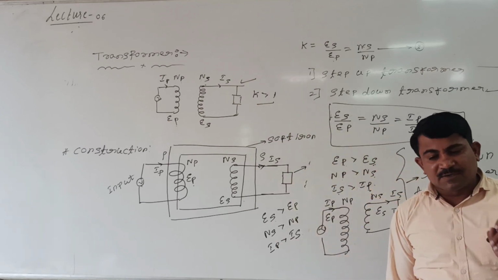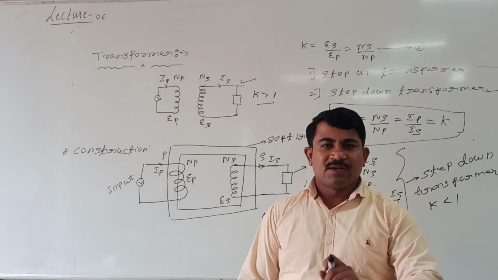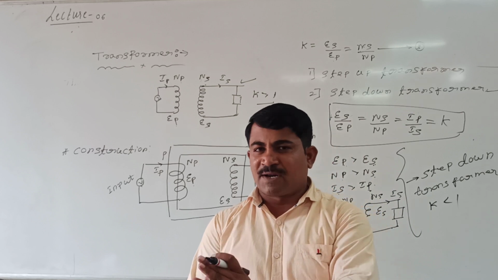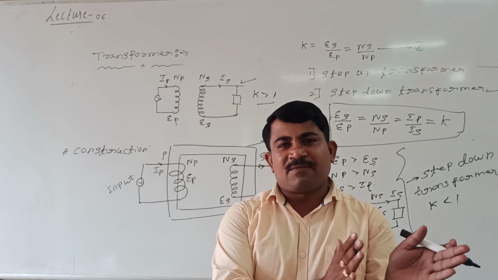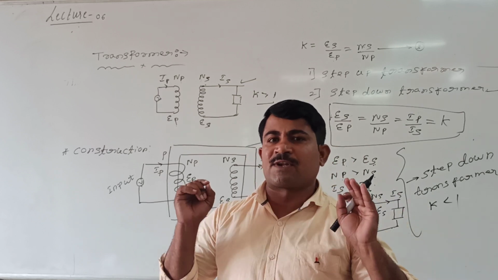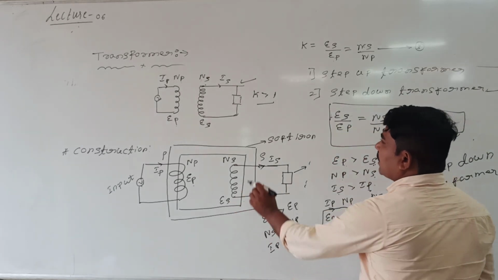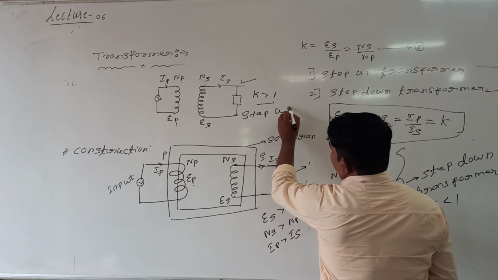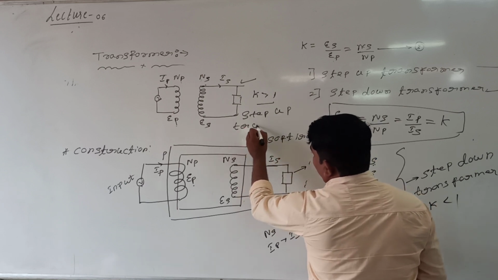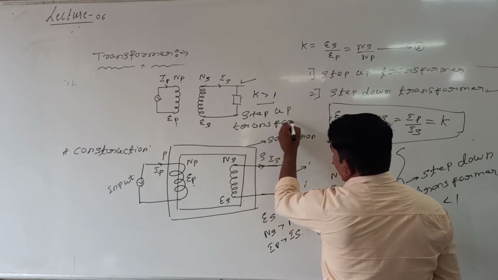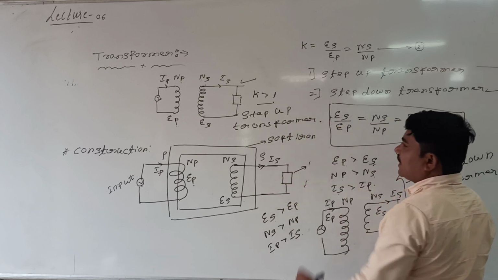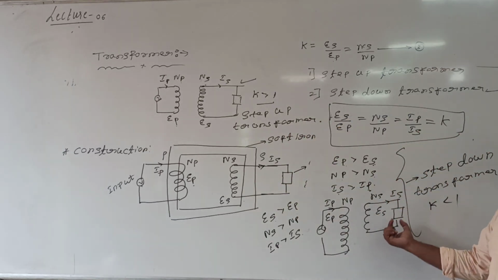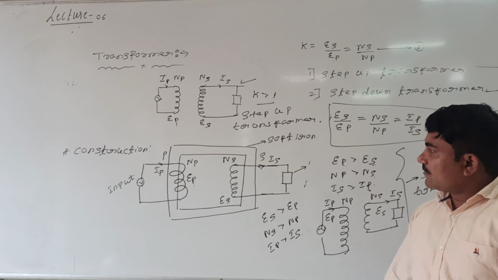I mean, if the transformer ratio is greater than 1, such a transformer we are calling step up transformer, and if K is less than 1, such a transformer we are calling step down transformer. Simply, so this is the condition for step up transformer. Step up transformer. And what are you calling this? Step down transformer.